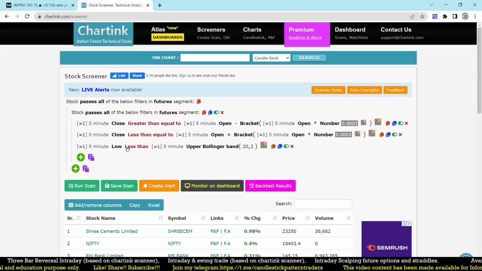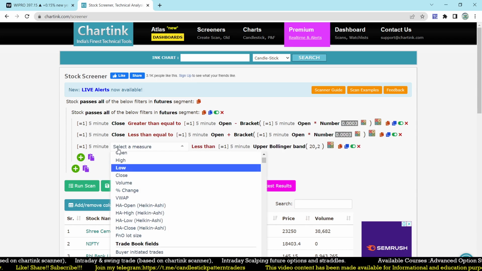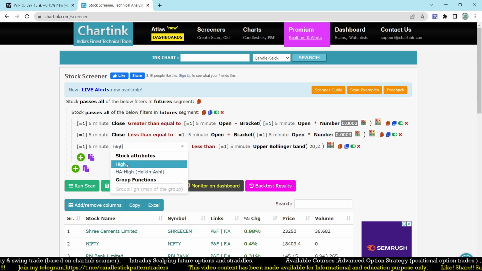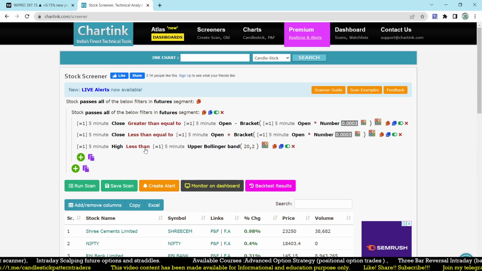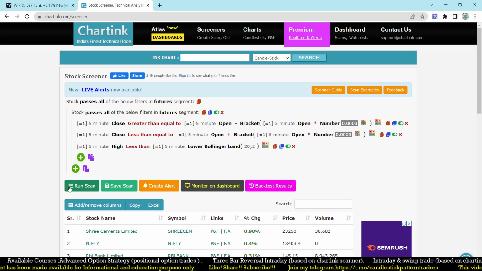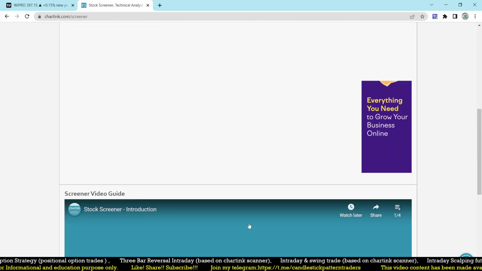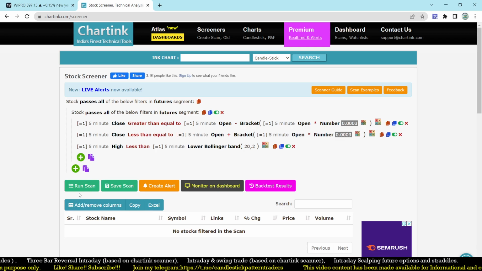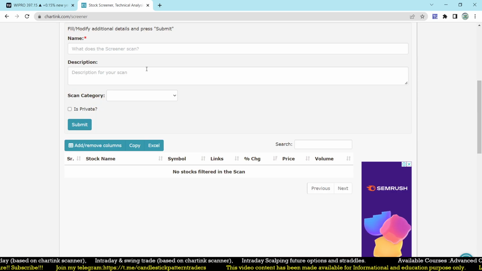Sorry, the high must be the lower Bollinger, right. We are finding that no stocks are built. So we'll give this scan first.